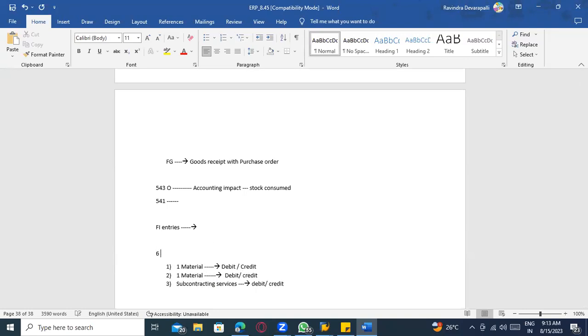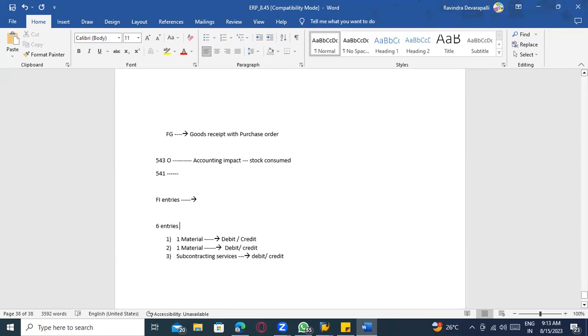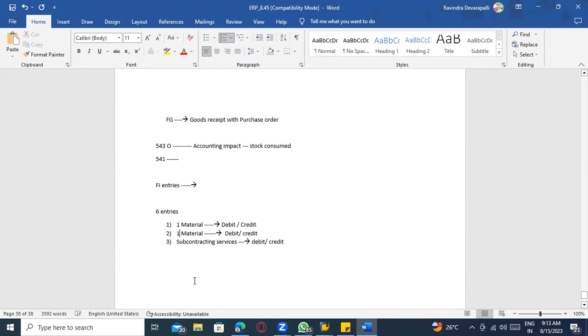When there are two components, there will be two debits and two credits, so the count is 4 for components. Based on how many materials there are, the count increases. Other than that, if there is any byproduct, you will get an additional two entries, debit and credit.